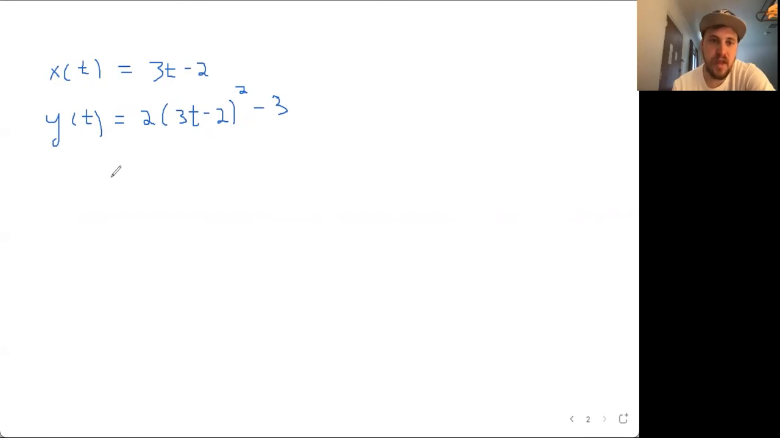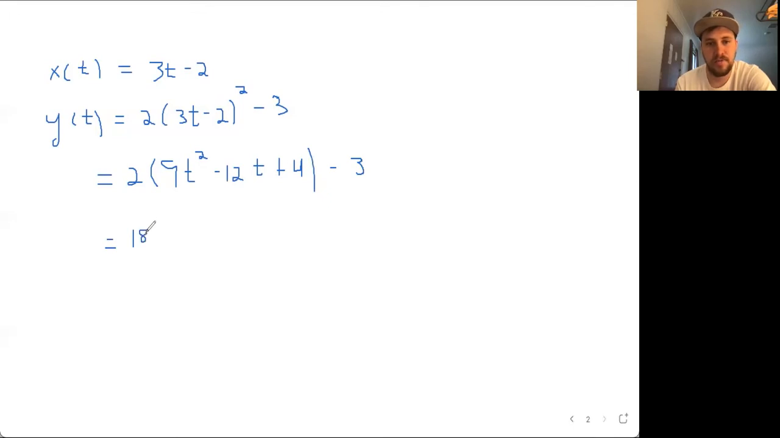It's just in what direction and how quickly you're traversing this curve that the change in parameters tells you. And so you could simplify this to get 2 times, if I square that, it would be 9t squared minus 12t plus 4, then minus 3. So this looks like we'd have 18t squared minus 24t plus 8.